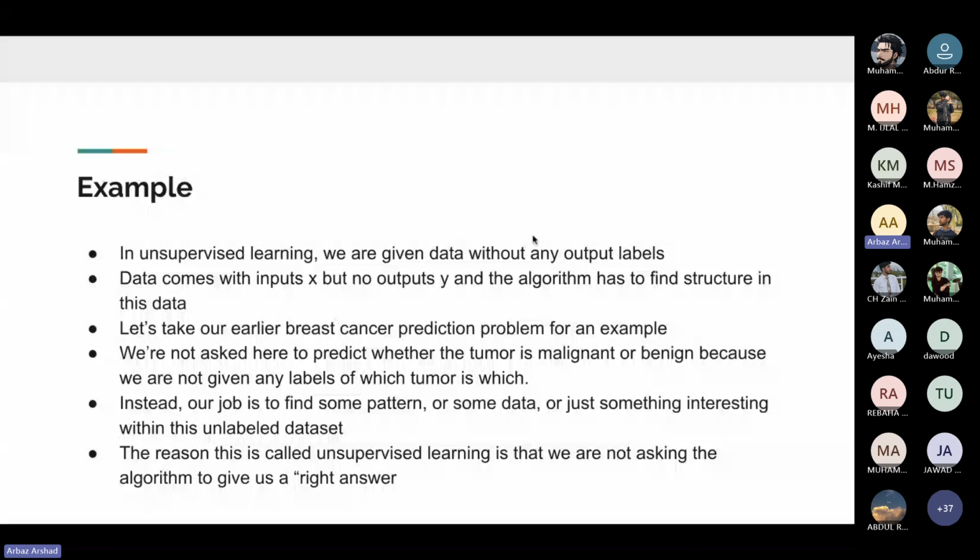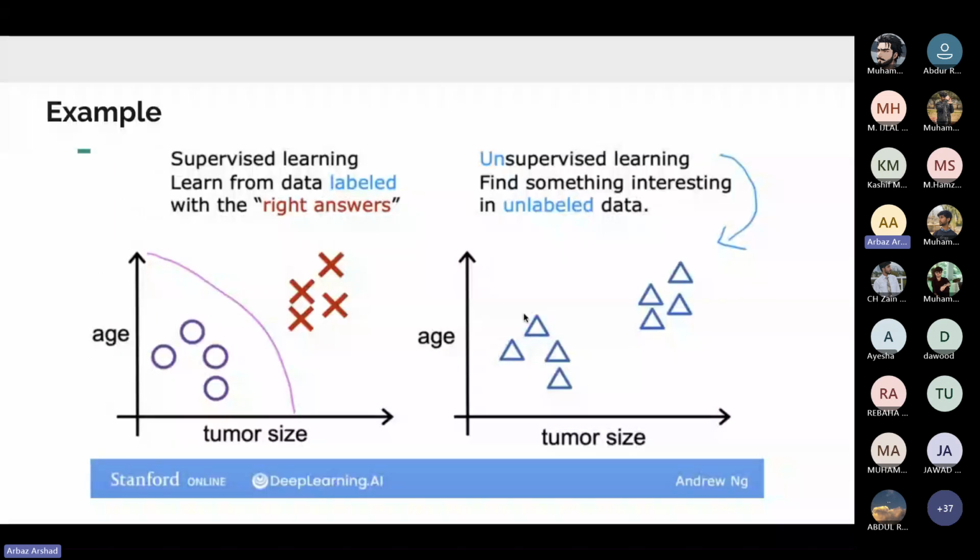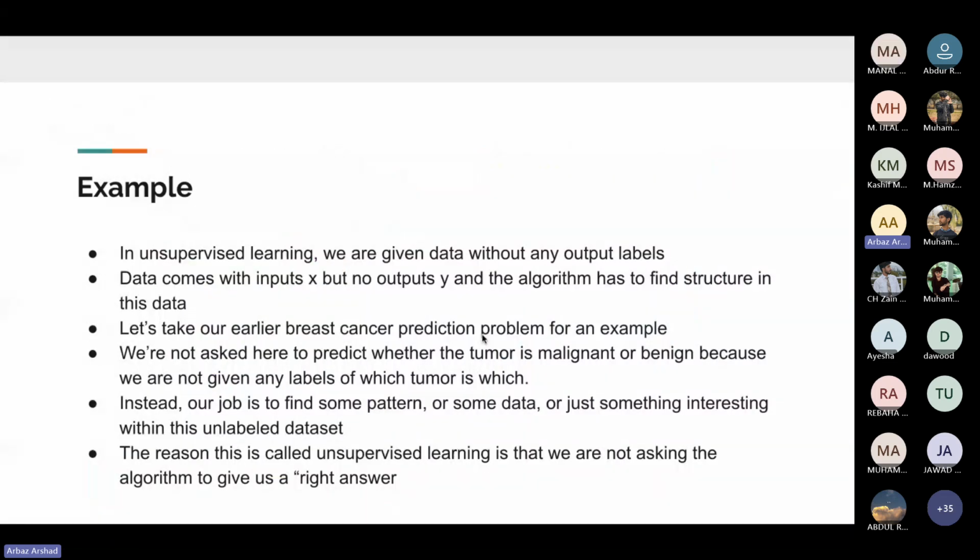Like the patterns I showed you in the previous example, we have to determine what these people have in common and what those people have in common, based on a clustering algorithm. So the goal is to find what is interesting in this unlabeled data set.